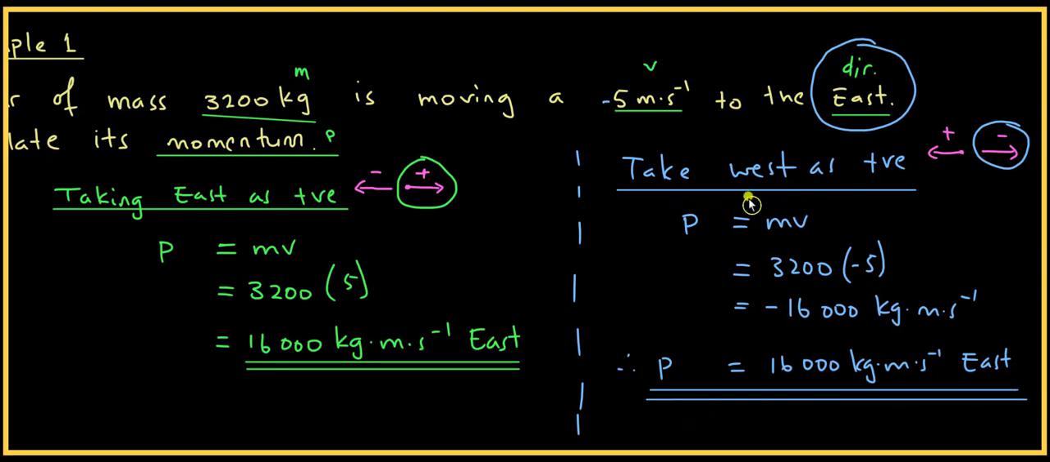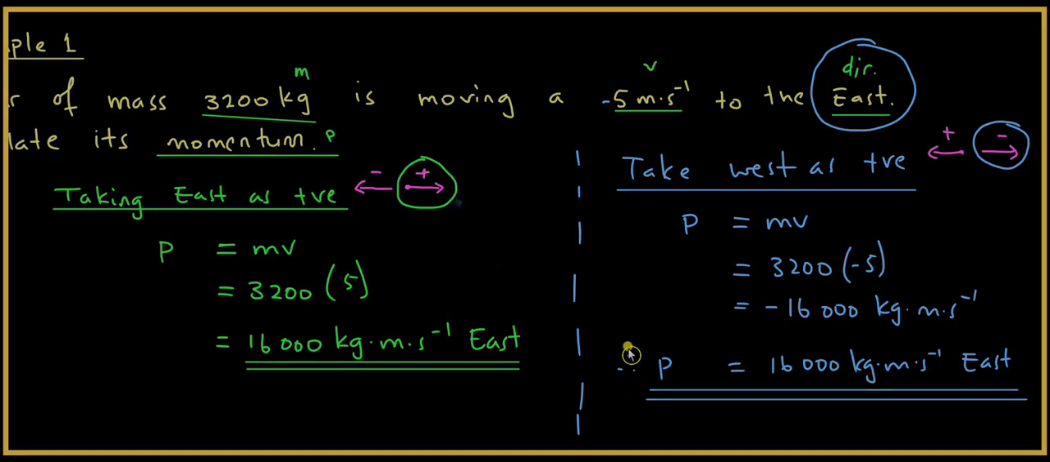So you choose a positive direction that you want to take. You write your equation, you substitute, making sure that you are putting the correct sign on the velocity depending on the direction that you've chosen as positive or negative. And then you write your answer. Your answer must have the unit and the direction at the end. So whether you take east as positive or west as positive, we're arriving at the same conclusion at the end of the day.